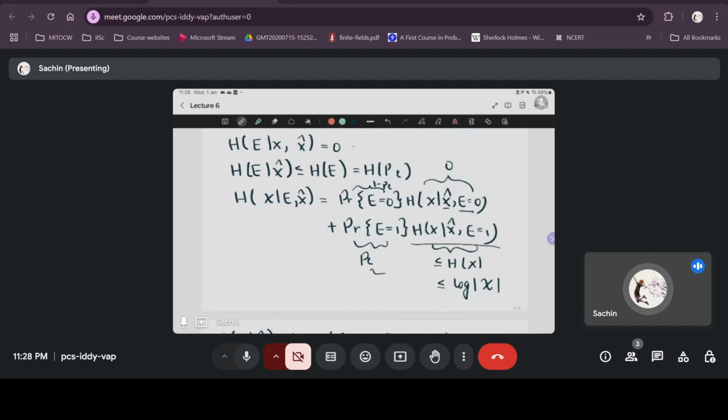Here you couldn't say anything about h of x given x hat comma e is equal to 1. That is because x hat could take values from a completely different alphabet than what x could take. So knowing x hat and that e is equal to 1 didn't give you any extra information about x, at least directly in general we couldn't know. But if we know that x hat and x take values from the same alphabet, and we know that e is equal to 1, that is, we know that x is not equal to x hat, then there are only script x minus 1 values that x can take, right?